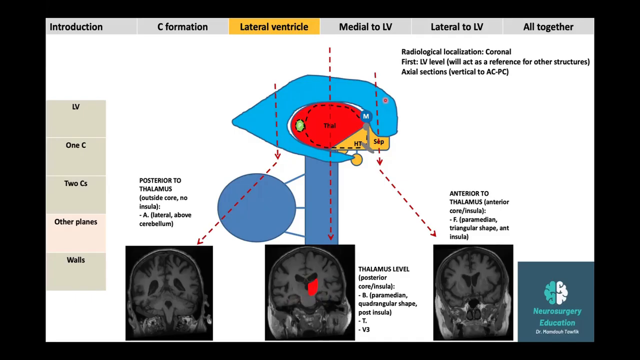If you pass anterior to the thalamus, which horn will be shown? The frontal horn. This is the frontal horn. If you pass behind the thalamus, which horn will be shown? The atrium. Or triangle. Very good. So how can you identify? Meaning you are going to see an MRI like this one. How can you identify which part of the ventricle you are in?